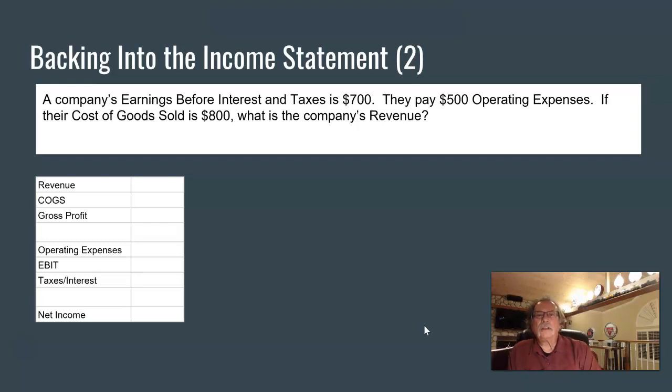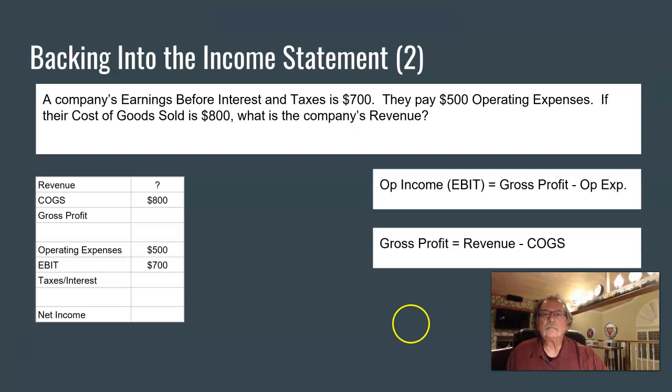Now, if we know that a company's earnings before interest and taxes is $700 and they pay $500 in operating expenses, and if we know their cost of goods sold, what is the company's revenue? So this is what's given. We can back into the gross profit, and then we can back into the revenue.